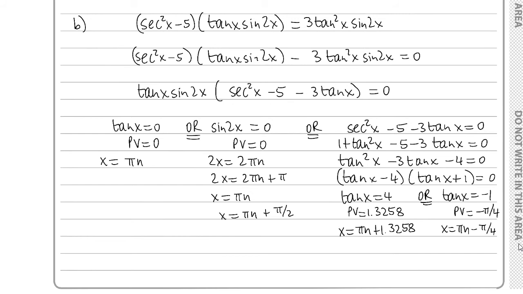Since the values for x are between minus pi over 2 and pi over 2, and the limits are not included here, we get minus pi over 4, we get 0, we get 1.326. They want 3 dps for non-exact answers, and these are the solutions we get for this trigonometric equation.